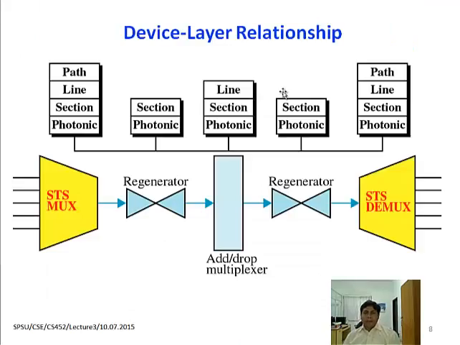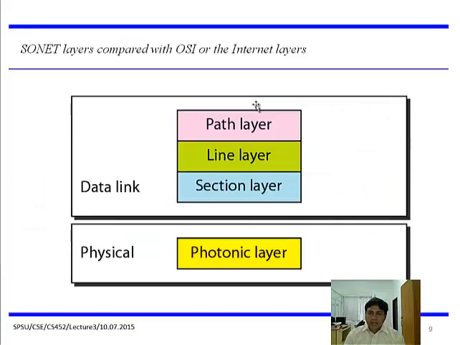If you compare to other models, this is physical and data link. So a SONET multiplexer works in all 4 sublayers. This works in 2 sublayers. This works in 3 sublayers, and accordingly this is called the device and layer relationship.